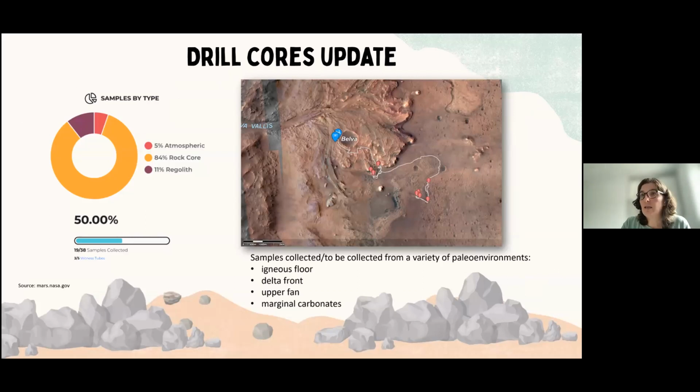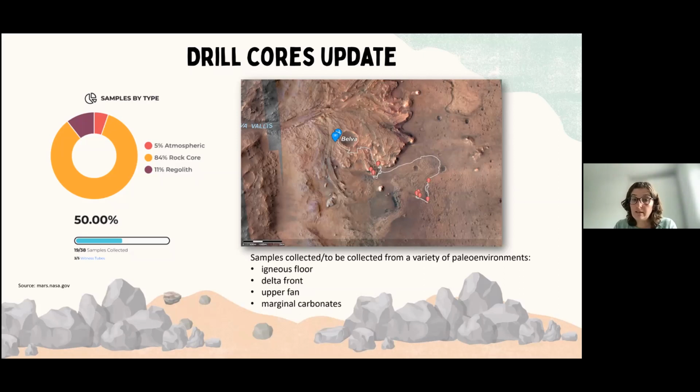Just an update about the cores that are being drilled on Mars in the G0 crater. The objective is that the Mars sample return will bring back home up to 38 samples. Up to date, 19 cores have been taken successfully and stored. One is from the atmosphere, so actually there are 18 cores. One is from the atmosphere, 2 from the regoliths, and 16 rock cores.